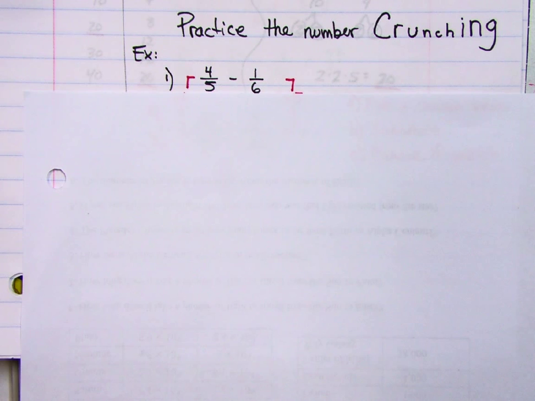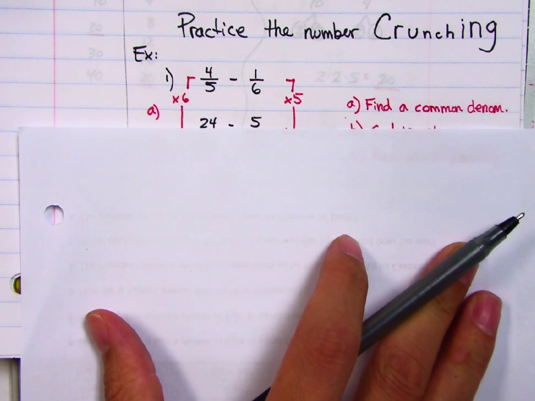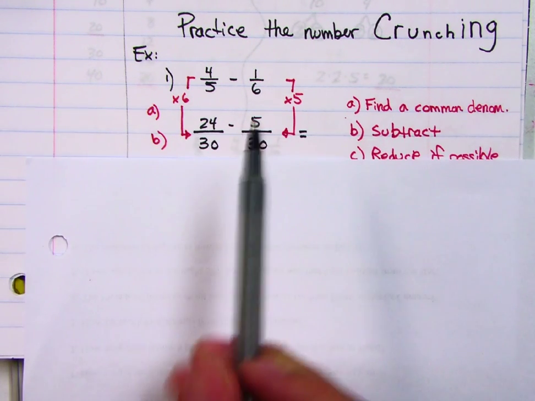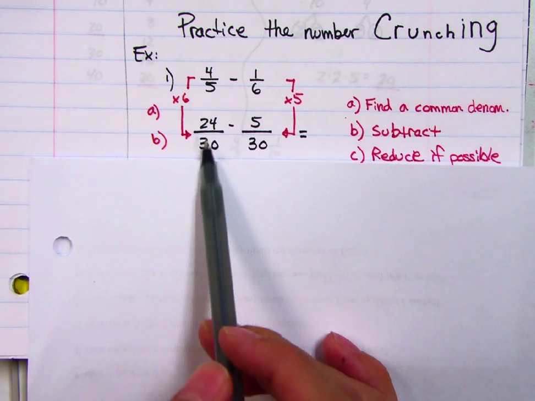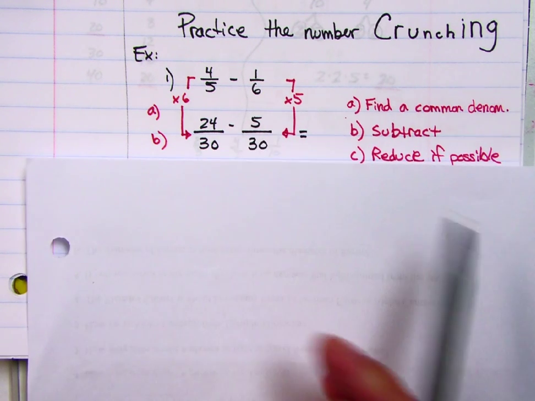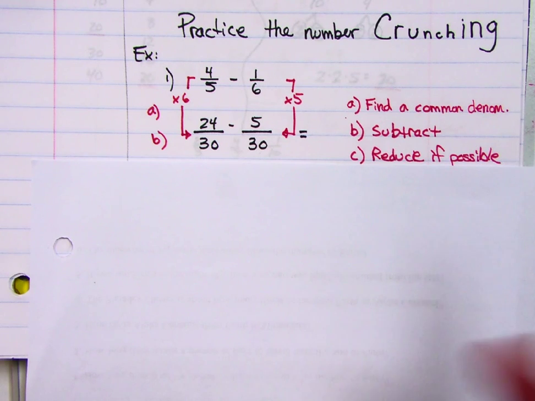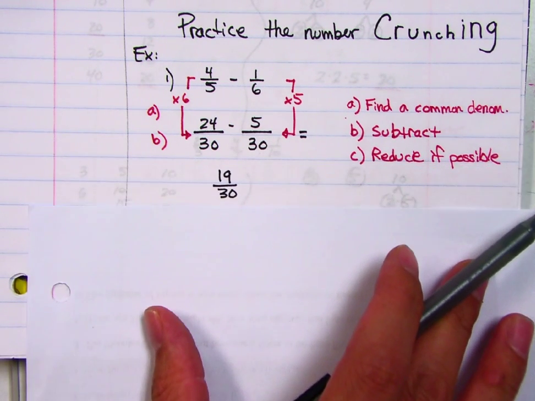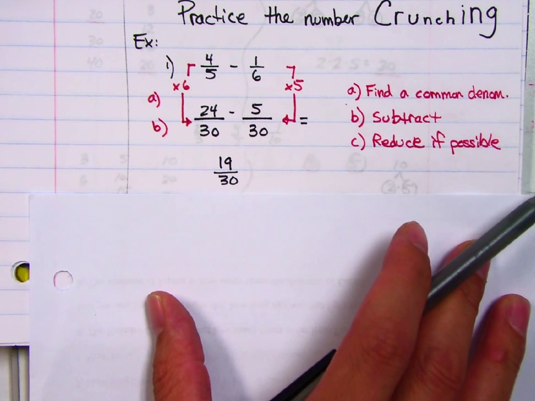Let's get some practice just number crunching. All right, so 4/5 minus 1/6. Look, I got to find a common denominator. I can do that. I found out it's 30. Means I multiply the first by 6, the second by 5. So I do that. I get my new numbers. Notice I'm multiplying both the top and the bottom by that factor. Subtract if possible, subtract. I can do that. And then reduce if possible. So I get 19/30, but I cannot reduce because 19 is prime, so that's not going to work out for me.